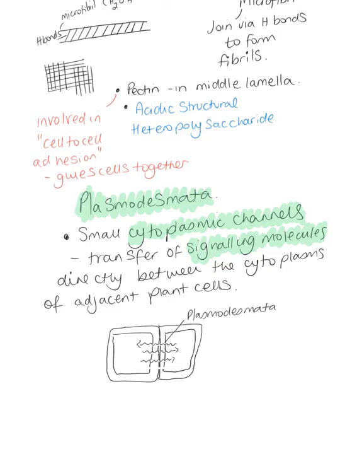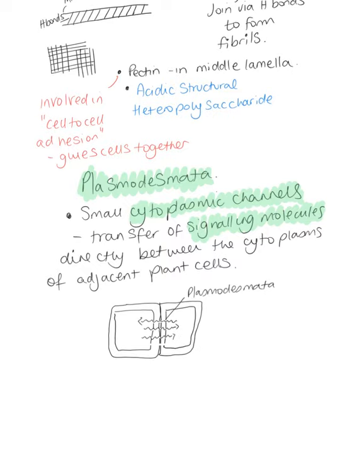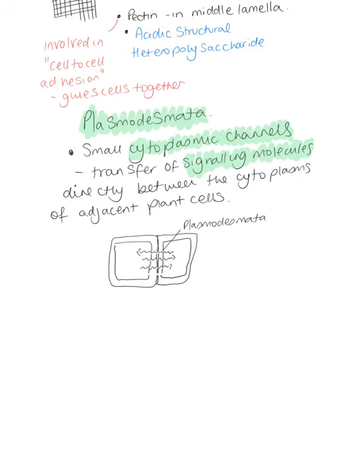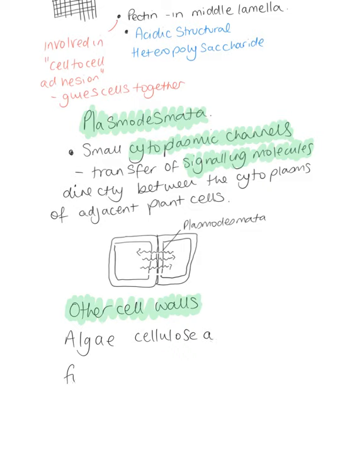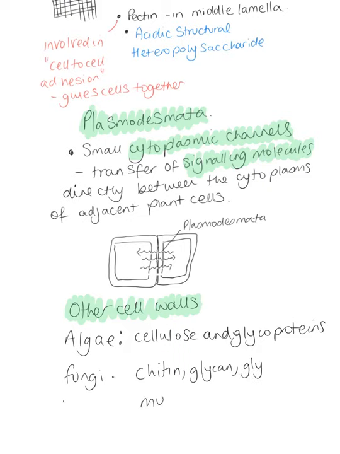That is essentially, at this point, everything that you need to know about the plant cell wall. Just a little bit of extra information to tell you what other cell walls are made of. Algae have cell walls that are made mainly of cellulose and glycoproteins. Fungi have cell walls that are mainly made of chitin, glycan and glycoproteins. And bacteria have cell walls mainly made of murein and peptidoglycan.